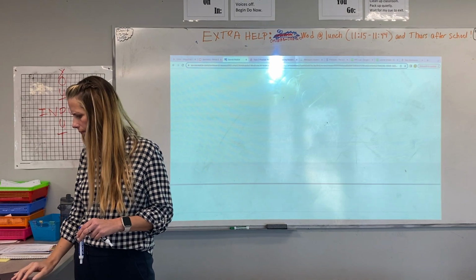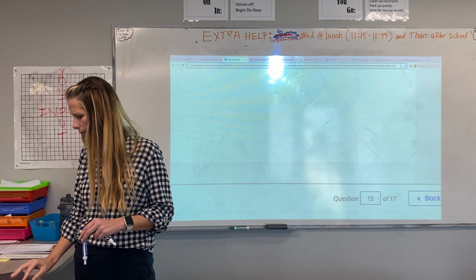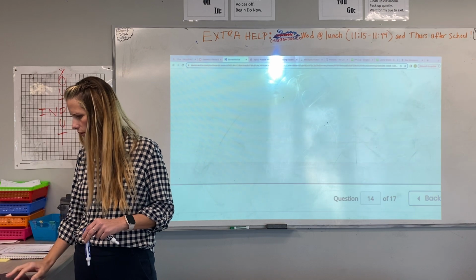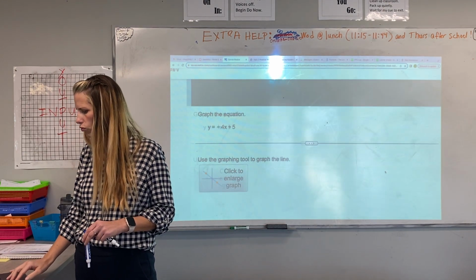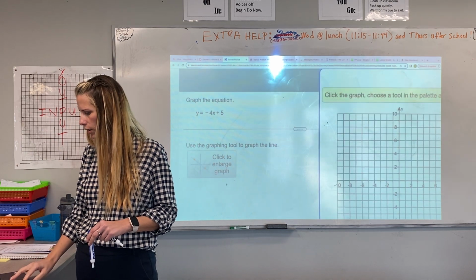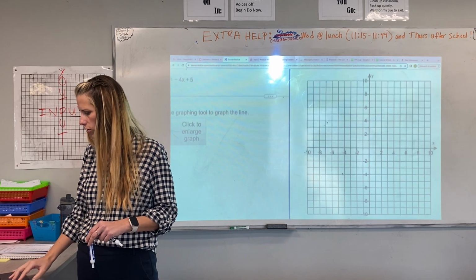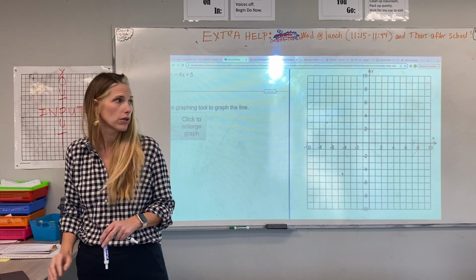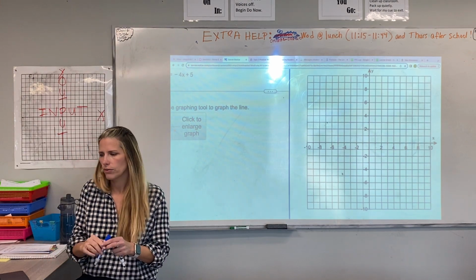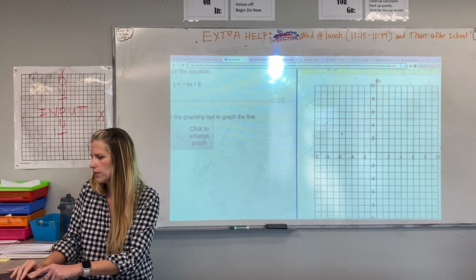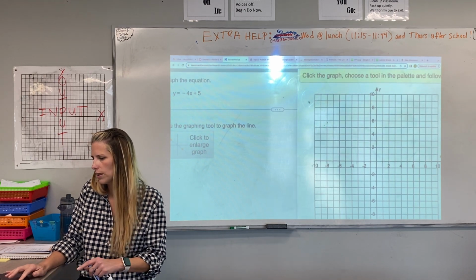14 and 13. So graphing this equation, it's difficult? Okay. So I'm just gonna sit down here for a second, okay? So we can see over here. Can I move this? Is that possible? Or they just, no, they don't do that.